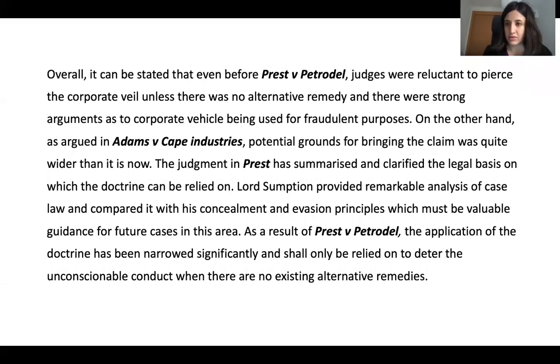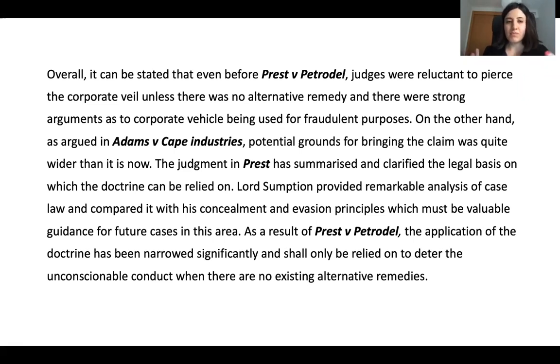Overall, it can be stated that in the case of Petrodel, judges were reluctant to pierce the corporate veil unless there was no alternative remedy. And there were strong arguments presented why the corporate vehicle can be disregarded in case of fraudulent activities detected. On the other hand, as argued in Adams, which is also a case about piercing the corporate veil, potential grounds for bringing the claim were quite wider than they are now. The judgment in Prest has summarized and clarified the legal basis on which the doctrine can be relied upon.